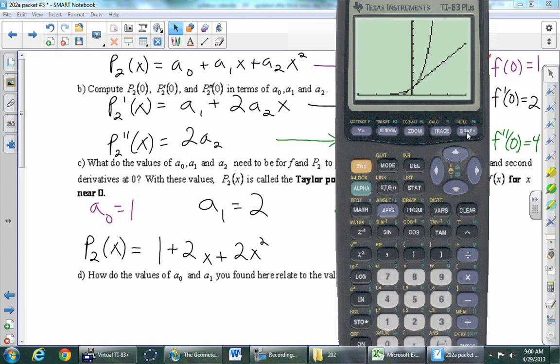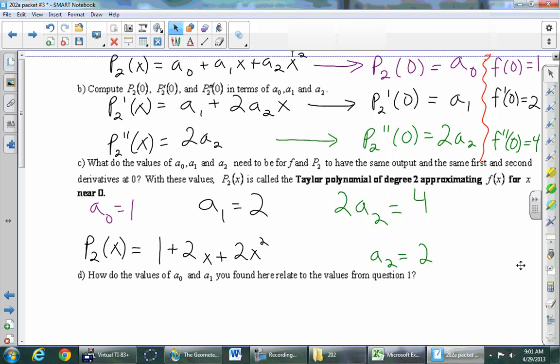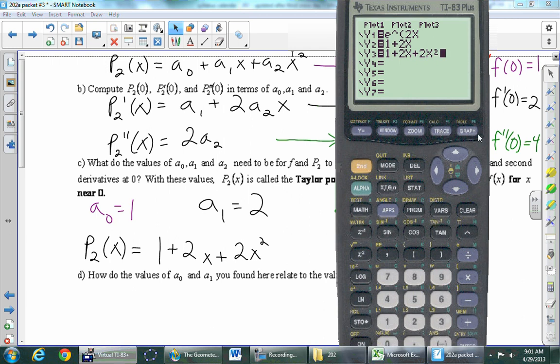Great. And now we're going to graph the new thing. We've already done the tangent line before, but now we're going to graph this guy right here, this parabola. 1 plus 2x plus 2x squared. Yeah, the f double prime of 0 was 4, but we had to make it equal to the other green thing. Okay, so let's take a look.